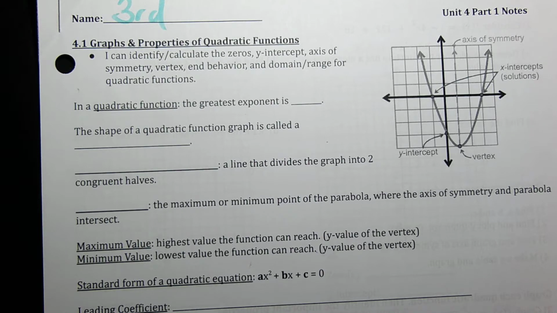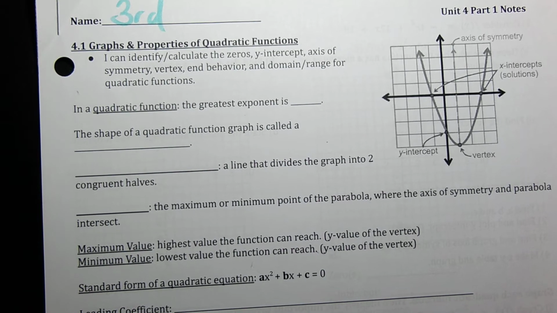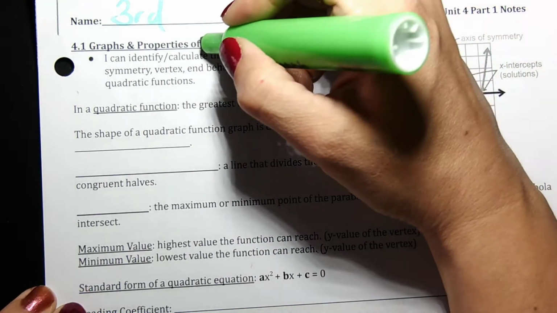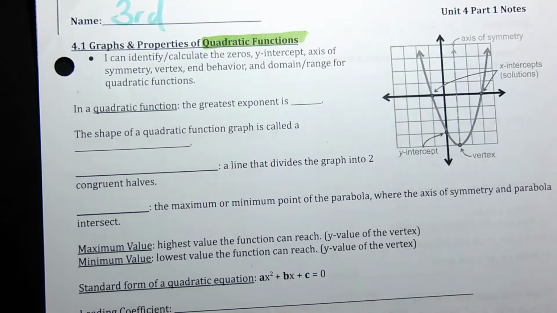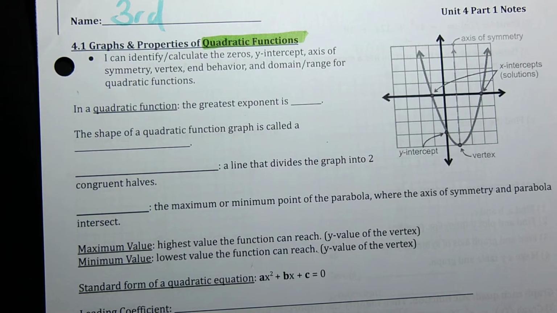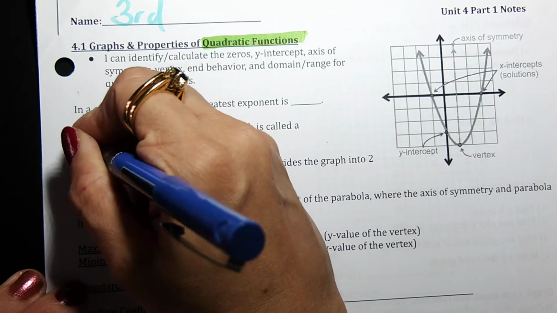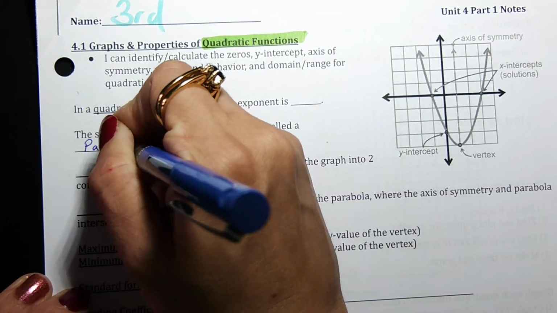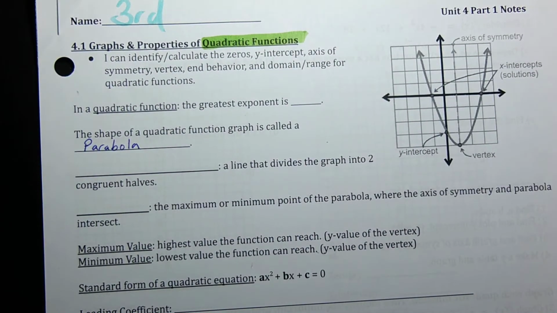So folks, this unit is all about quadratics. The nice thing is we've worked with quadratics before back in Unit 2 when we were talking about parent functions. So we know that they are shaped like parabolas. The shape of a quadratic function is called a parabola. It either looks like a U or an upside down U.